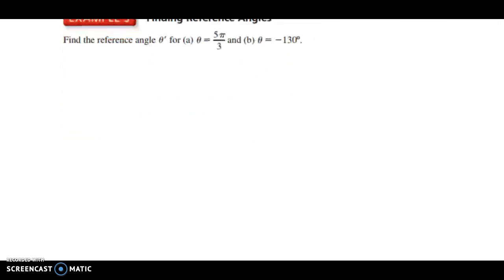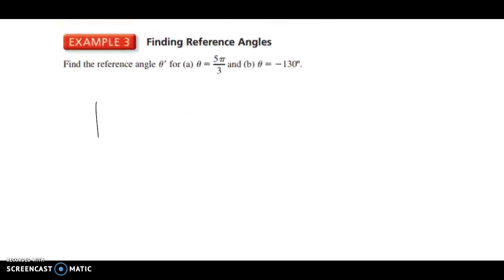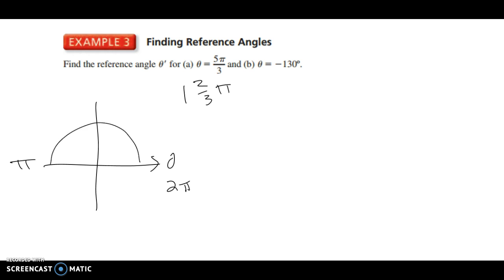So let's first sketch example 3a, 5 pi over 3. Now here's 0, here's 1 pi, and coming back around you're at 2 pi. So how would we sketch 5 pi over 3? It may be useful to write this as a mixed fraction, 1 and 2/3 pi. So if I start here, I'm going to go 1 pi and then 2/3. 2/3 is more than half and less than another whole, so we'll land right here.